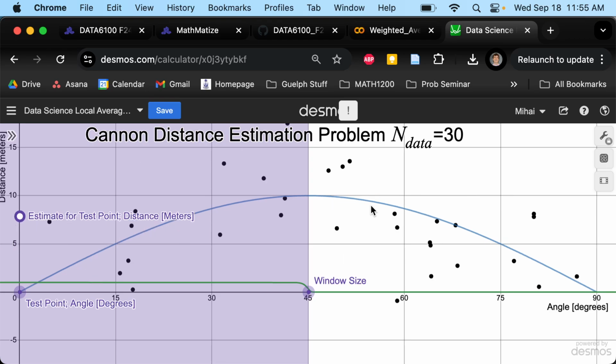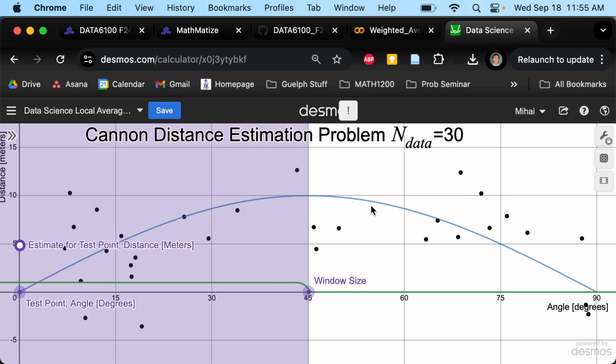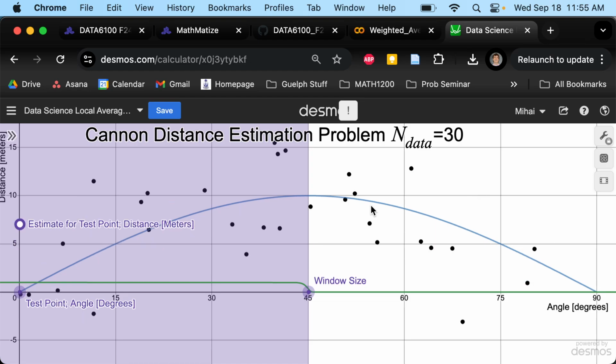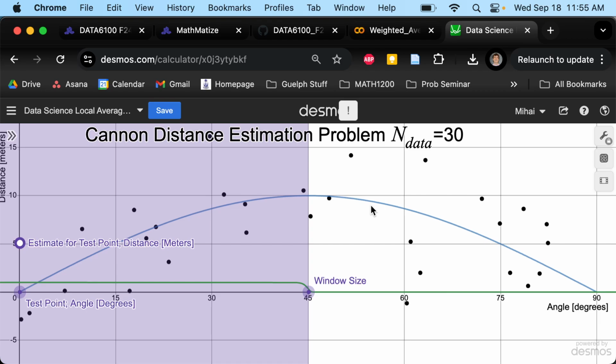You're overestimating consistently because you keep using angles where the true answer is larger than the value you're looking for. You're looking for a value of 0. That's the true answer you want. And you're saying, let me average points over here where the true answer is 10, and I'll average those up to get my answer. So of course you're going to overestimate, right? And you can see that it's overestimating.